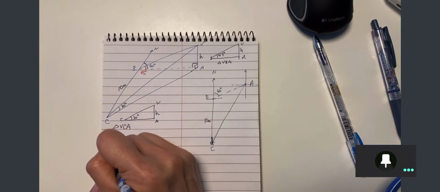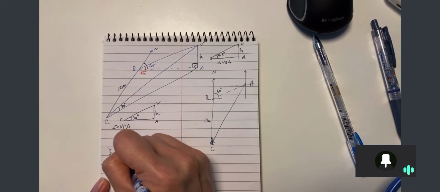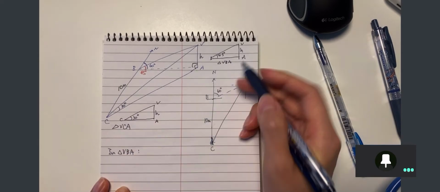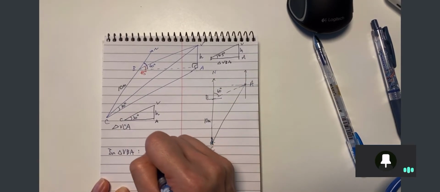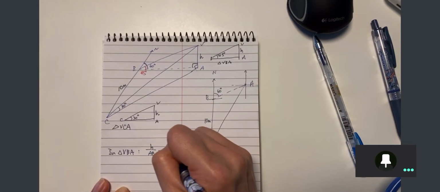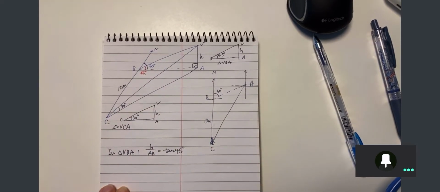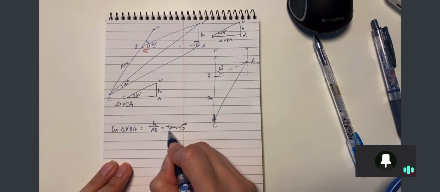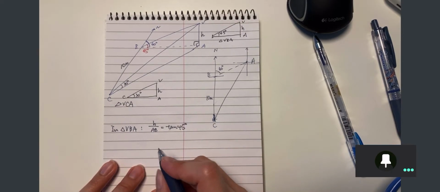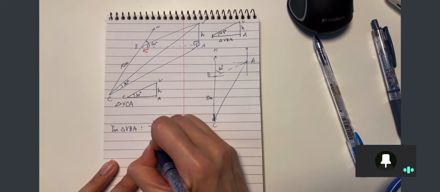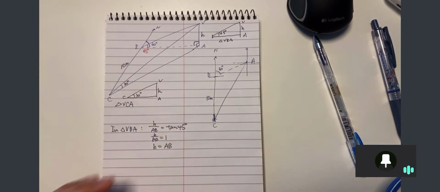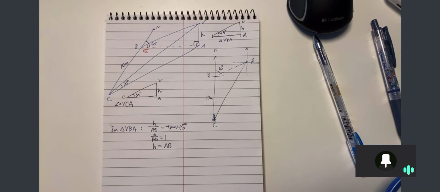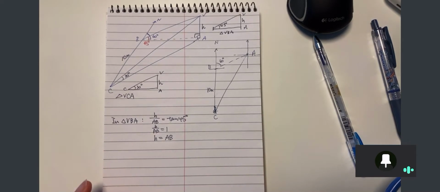Okay, take a look at what information you have, and then I suggest that you start working with this triangle first. In triangle VBA, you can see that H over AB is tangent 45, right? And then I hope that you remember tangent 45 is 1. So H over AB is 1. So H equals AB. It is a very important piece of information for your further calculation.